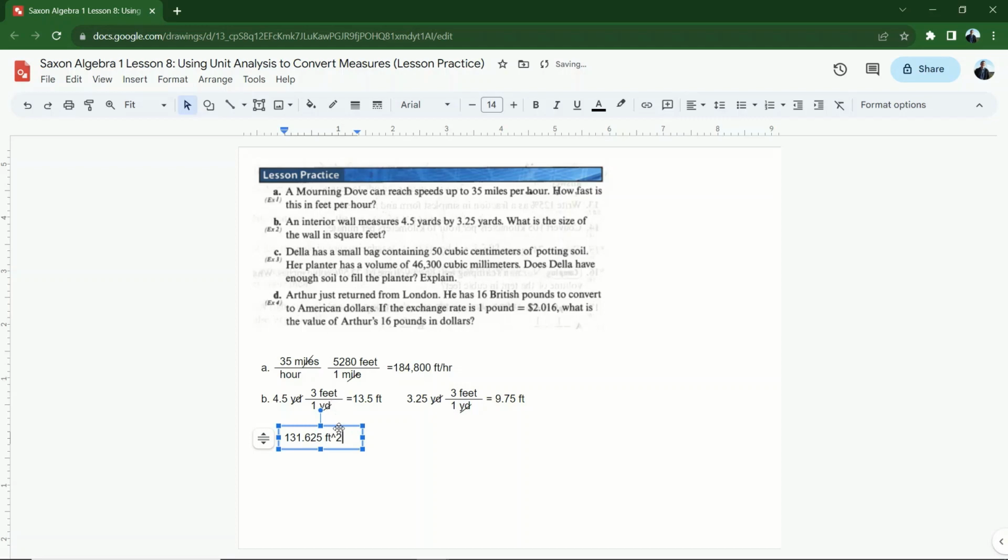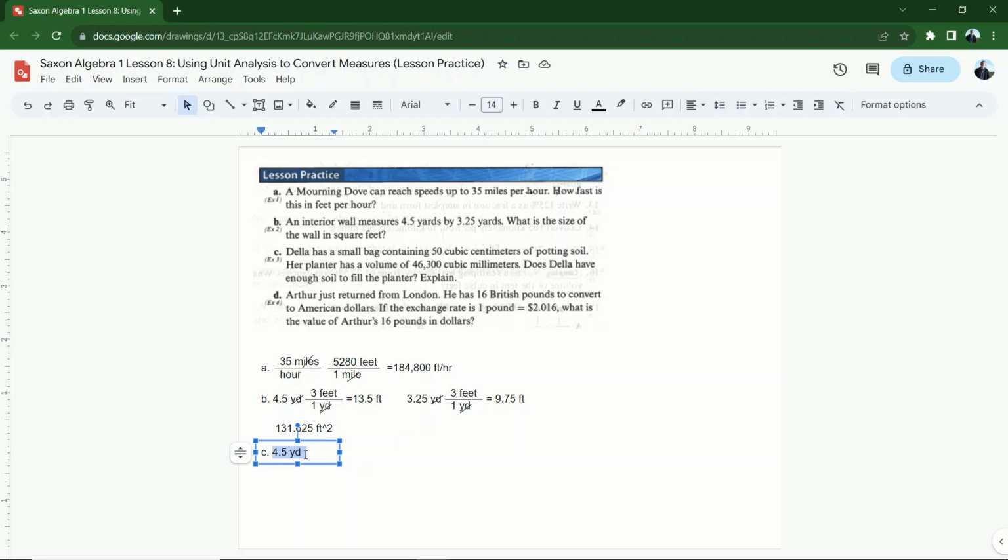So my unit label is going to be feet squared with an exponent there. Letter C. Della has a small bag containing 50 cubic centimeters of potting soil. Cubic centimeters. Okay, so this is going to be a multiple multiplication. Her planter has a volume of 46,300 cubic millimeters. Does Della have enough soil to fill the planter?